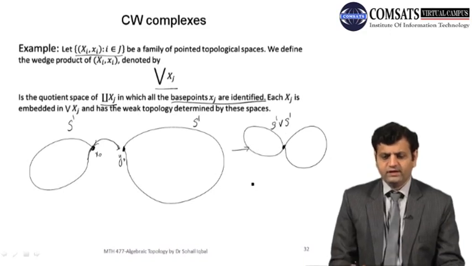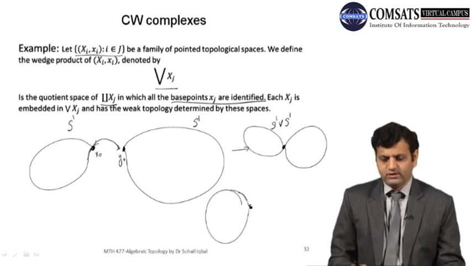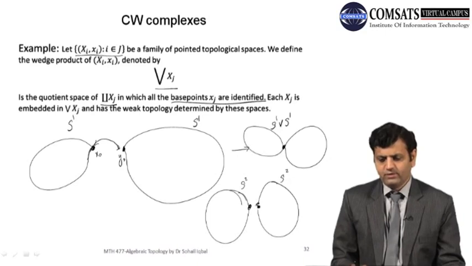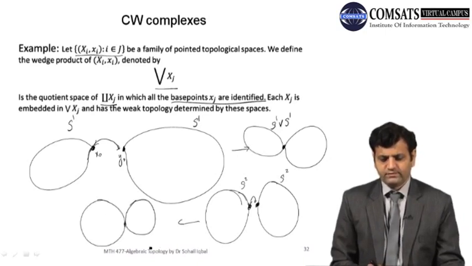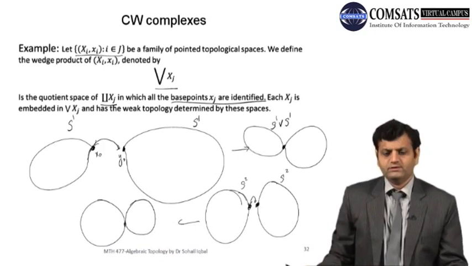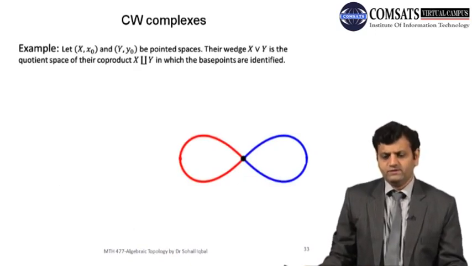Okay, so similarly we can calculate the wedge product of, let's say, 10 circles, and similarly we can construct the wedge product of two spheres, for example. So a sphere is a topological space, mark a point on it, take another sphere S2, mark a point on it, and then identify these points in the co-product. So what we will obtain is basically a space like this. Similarly we can construct the wedge product of other topological spaces. So that's the example which we have already seen, which is the wedge of two circles.